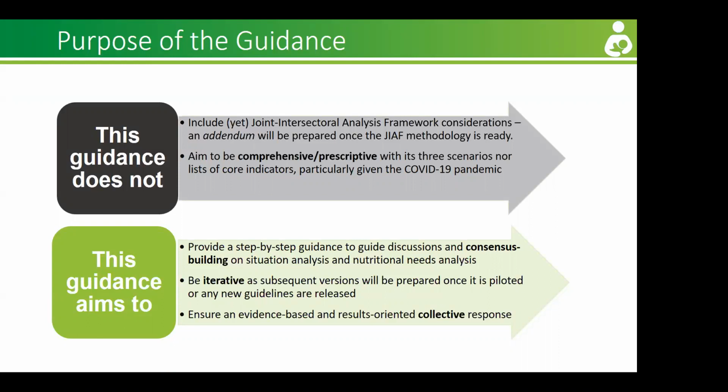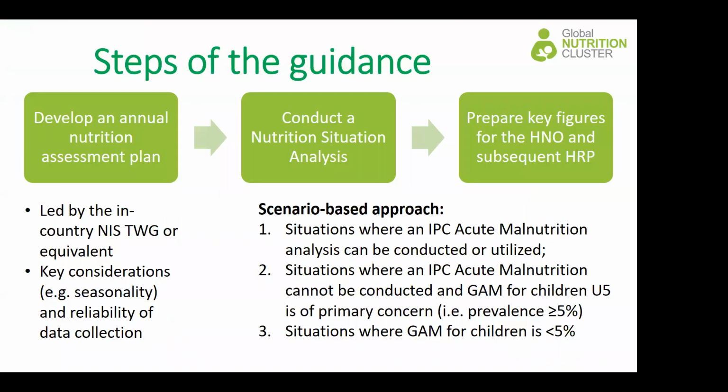So now moving on to my slides, here we go, to the purpose and the steps of the guidance. First of all, there are 3 sections. We have how to develop an annual nutrition assessment plan. I think this is quite relevant for all countries. And that's an important consideration for this guidance that I probably should have mentioned earlier. This is a guidance for all nutrition needs analysis, regardless of whether there's a cluster activated, or if there's an HRP, no HRP. So it really is cross-cutting all countries and all needs.